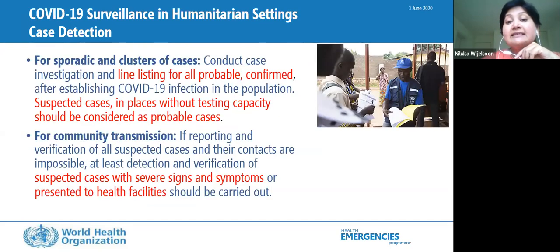So if you have an established outbreak with PCR testing, the ideal situation is that you investigate and line list all probable and confirmed cases. In these situations, suspected cases will become probable cases. When you come to community transmission, your resources may be quite overwhelmed. You might not be able to investigate, verify, and report all the cases. In such situations, you might at least line list and report cases with severe signs and symptoms, those who are presented to the health facility.